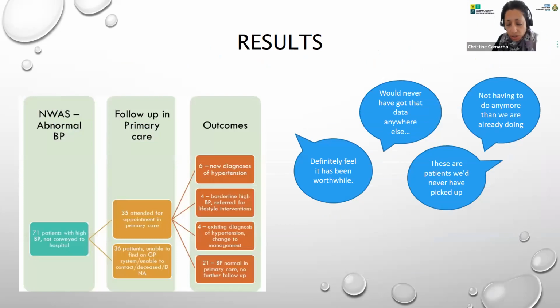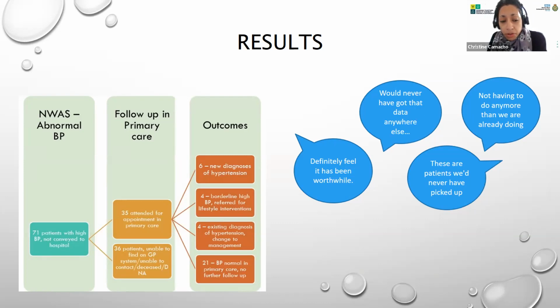Okay, so this just kind of gives an overview of what we found out from that particular pilot. There were 71 patients that we transferred to them after we'd done all of those exclusions. And of those, it was about half and half that they were able to contact in primary care.